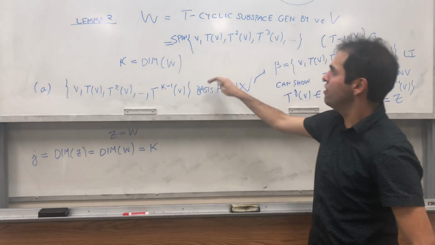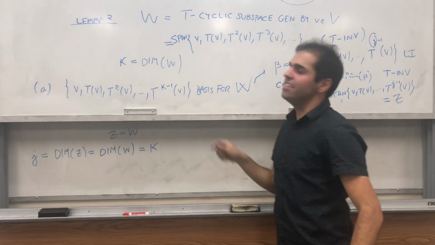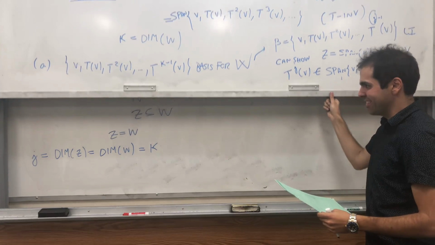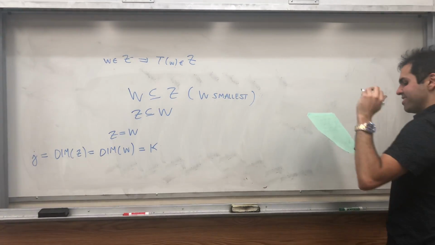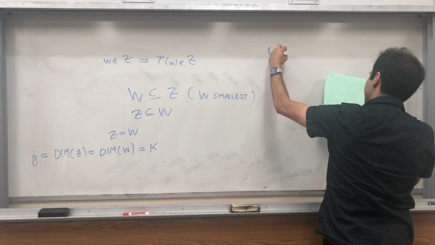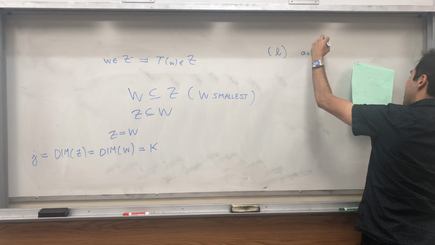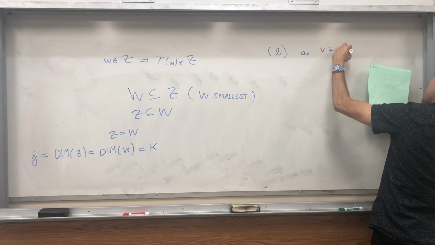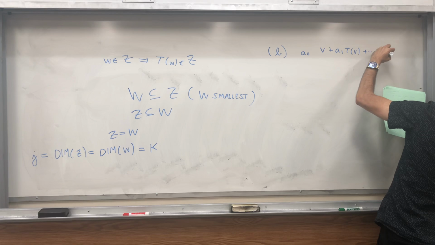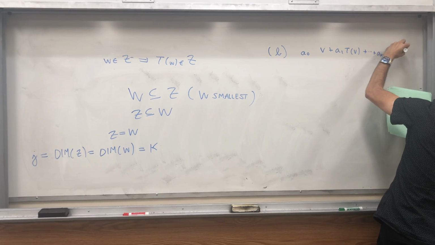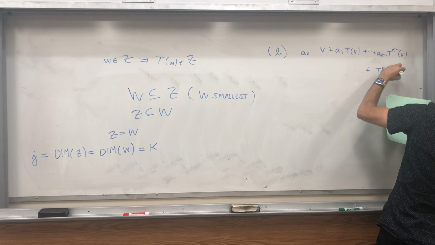So it turns out if you know the dimension of your cyclic subspace, it's very easy to generate a basis for it. All right, that was the first part. The second part is even more interesting. Suppose you can show that a_0 v plus a_1 Tv plus ... plus a_(K-1) T^(K-1) v plus T^K v equals 0.